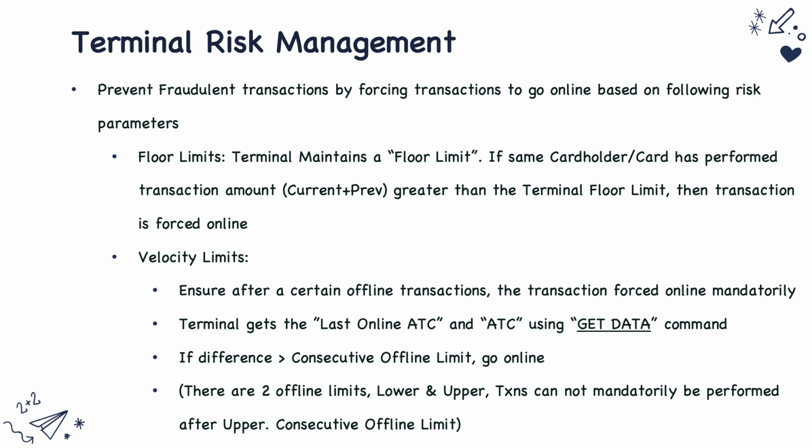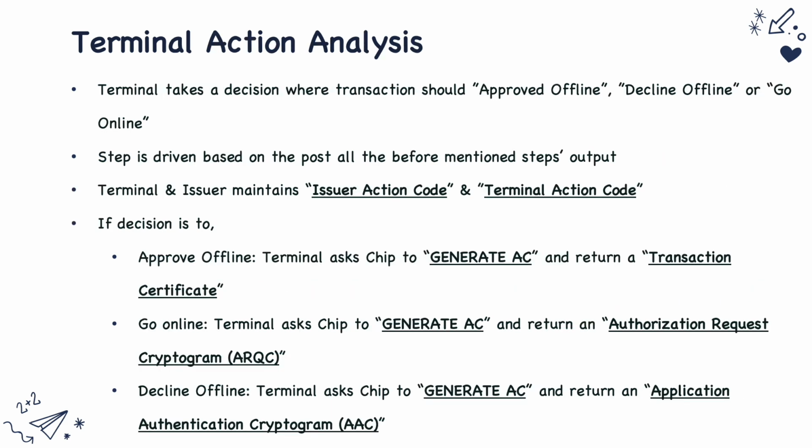The way it is performed is that the last online ATC field contains when the transaction last went online, and the terminal takes the current transaction's ATC, finds the difference, checks it against the consecutive offline limit, and forces the transaction to go online. After all the previous steps, the terminal finally takes a decision if the transaction can be approved offline itself, or declined offline, or forced to go online. This is done using fields called IAC and TAC, that is Issuer Action Code and Terminal Action Code. These two fields decide how to proceed further.